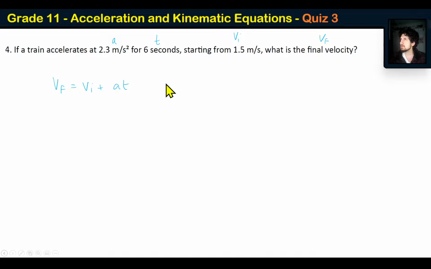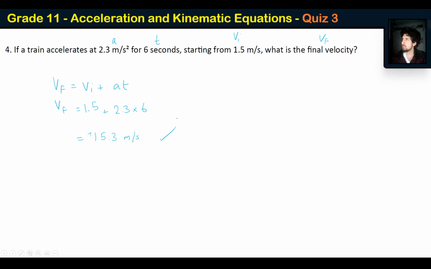So VF is equivalent to 1.5 plus 2.3 times 6, which is approximately 15. 1.5 plus 2.3 times 6. Yep. So 15.3 meters per second, and because we're talking about velocity, always a good idea to say plus.